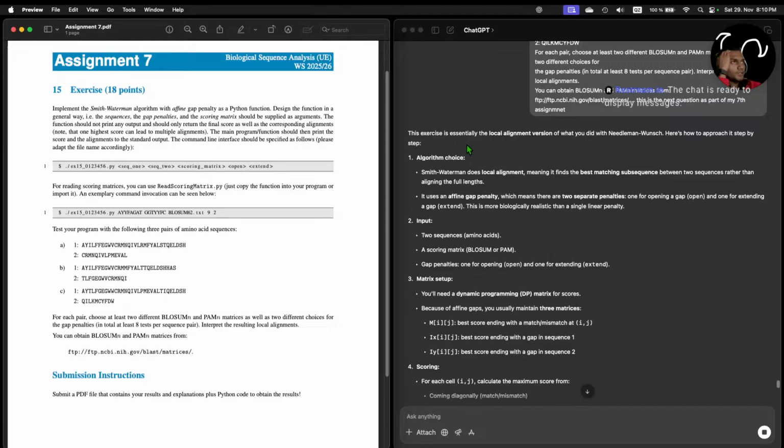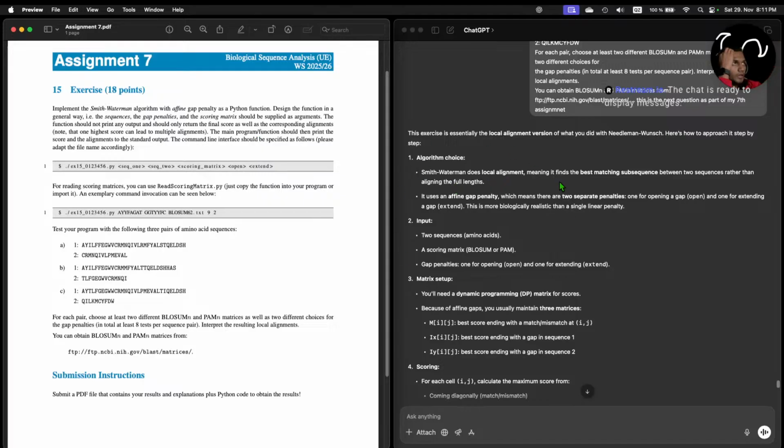This exercise is essentially the local alignment version. Design a function in the general way, that is, the sequences, gap penalties, and scoring matrices should be supplied as arguments. The function should not print any output and should only return the final score as well as its corresponding alignments. Note that the highest score can lead to multiple alignments. The main program function should then print the score and alignments to the standard output. The command line interface should be specified as follows.